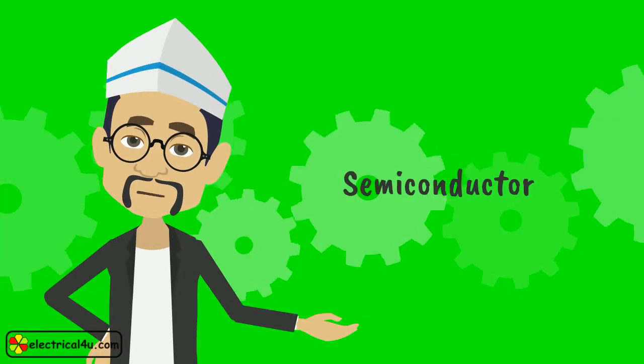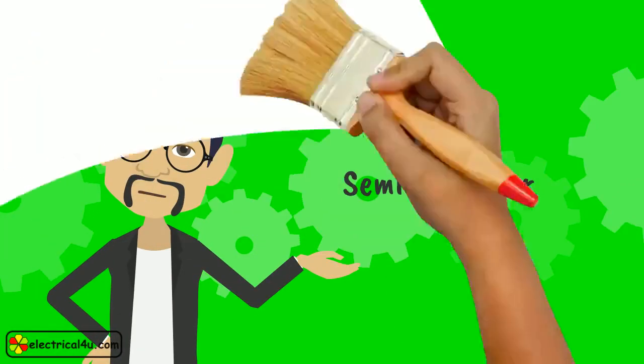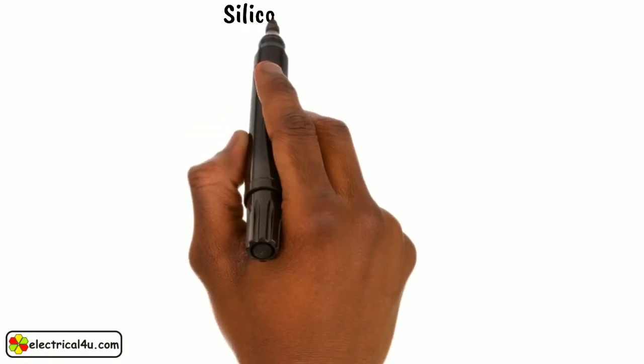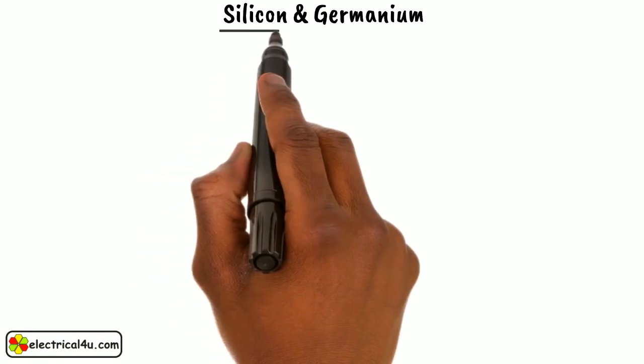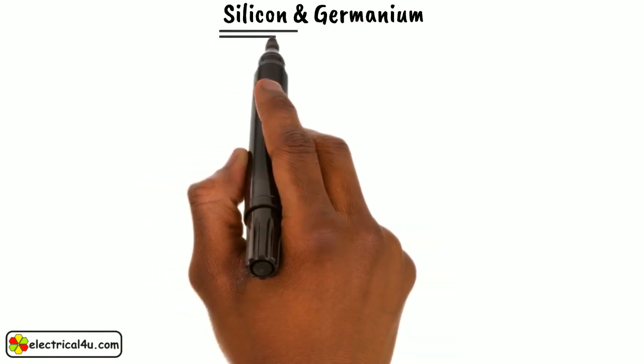Let us discuss semiconductors. The most common examples of semiconductors are silicon and germanium. Let us consider the atoms of a semiconducting material, silicon.